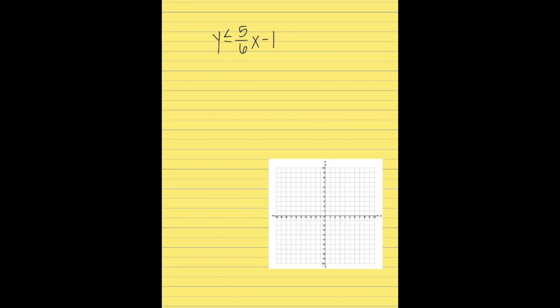All right, so the first thing I want you to tell me is, if I'm looking at this inequality, what does this inequality tell me to do? I need to know shading and I need to know the type of line. What type of inequality do I have here? Okay, so I heard less than or equal to. So what does less than or equal to mean? Okay, so it means we're going to shade below, but this time my line is going to be solid because it's equal to.